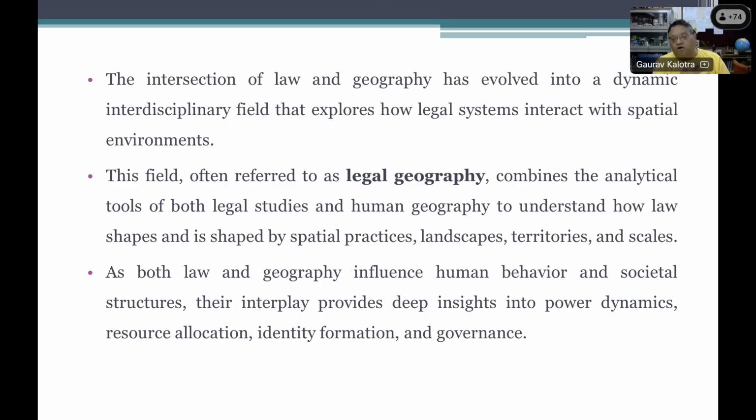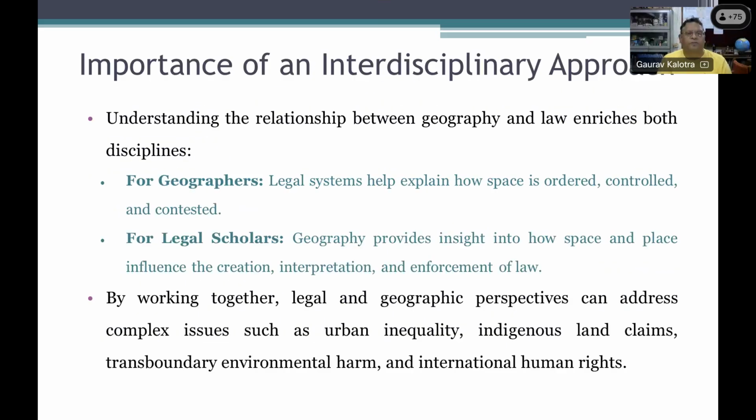As both law and geography influence human behavior and societal structures, their interplay provides deep insights into power dynamics, resource allocation, identity formation, and governance.